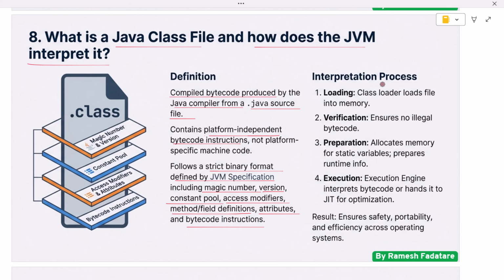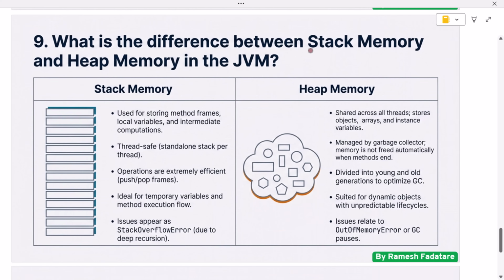Because of this standardized structure, the JVM can load and execute class files across any operating system. When the JVM receives a class file, the class loader loads it into memory, verifies it to ensure there is no illegal bytecode, allocates memory for static variables, and prepares the runtime information. After verification, the execution engine interprets the bytecode or hands it to the JIT compiler for optimization. This process ensures safety, portability, and efficiency, allowing Java programs to run consistently across different platforms. Next question. What is the difference between stack memory and heap memory in the JVM?